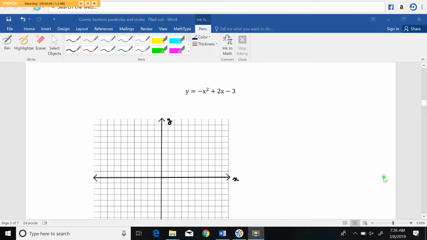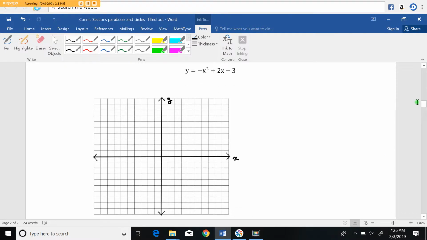I'm making this to be video 2 of a set on graphing parabolas. So we're going to sketch a graph of this one here, y equals minus x squared plus 2x minus 3. First, an important observation. This is going to open down because it's in the form y equals, and the number in front of the x squared term is negative.